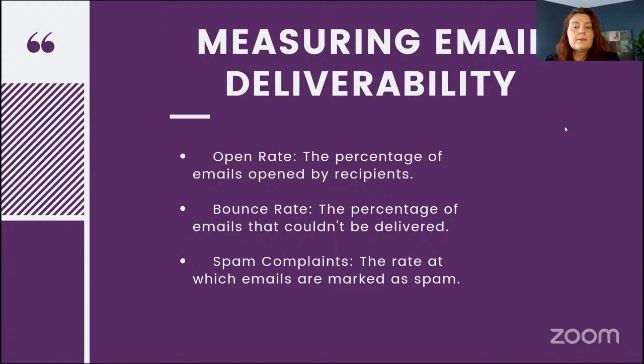Bounce rate is the percentage of emails that couldn't be delivered. Sometimes people put in invalid email addresses. We can't do anything really to control that, but what we do want to do is go through our lists periodically to clean it up. So if there are bounced emails, we're not continuing to send to those emails.